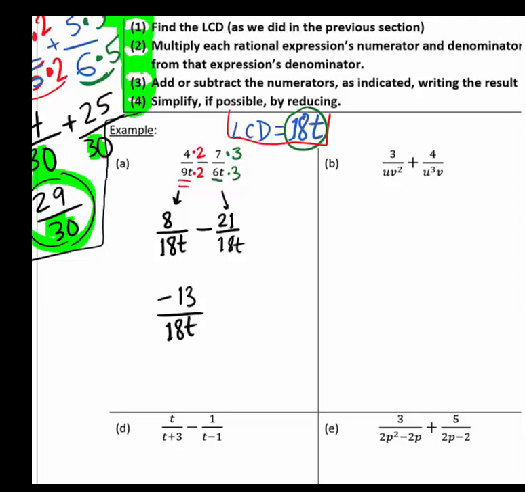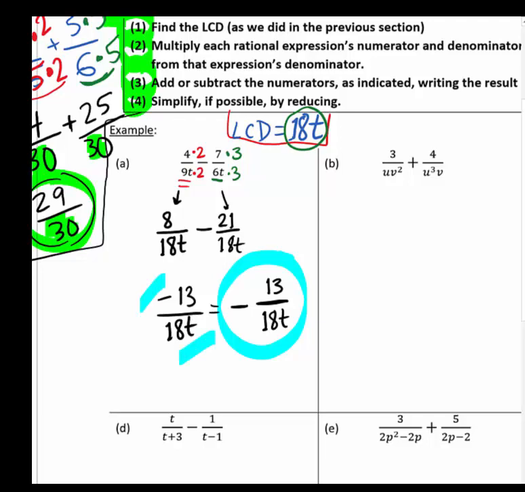The only way I could maybe reduce that is if 13 and 18 had something in common, but they don't. So you probably see them, like I said before, write the negative on the side of the fraction. It doesn't really matter. It means the exact same thing. I think just a lot of math people think it looks better on the side. So you probably see them write the answer that way. But if you left it the way it was before, that's fine too. Okay, so far so good.